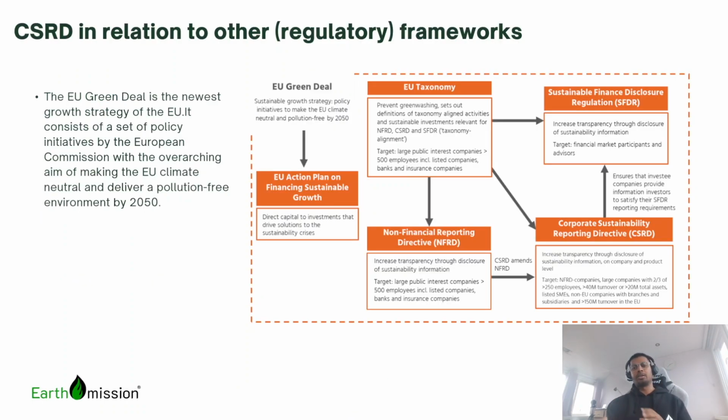Then a little bit of a pictorial diagram to understand a little better about the EU Green Deal. Like I said, the EU Green Deal is the newest growth strategy of the EU. It consists of a set of policies which were initiated by the European Commission. The aim of the EU Green Deal is to make the EU climate neutral and deliver a pollution-free environment by 2050. And it's a very good thing, because if you know the Paris Agreement and the Paris Alignment, we have a target of limiting the temperature rise to 1.5 degrees centigrade by 2030. And the majority of the companies and nations have pledged to the Paris Agreement, but this comes as an extension to that.